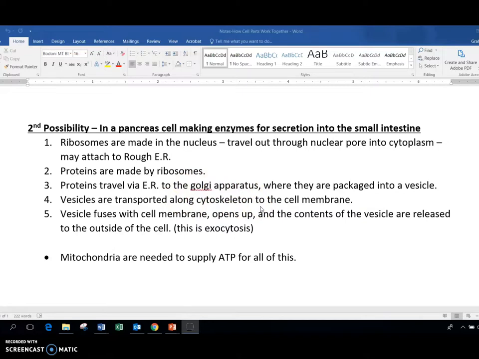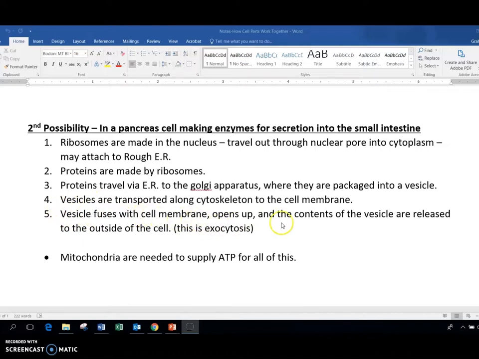The microtubules would be the bigger ones, and this would be transported by a different protein and be carried along that cytoskeleton until it gets to the cell membrane. Okay? Once it gets to the cell membrane, the vesicle, which is made of a plasma membrane, which is very similar to the cell membrane, will fuse with it.